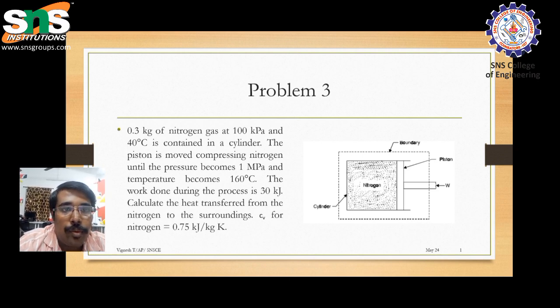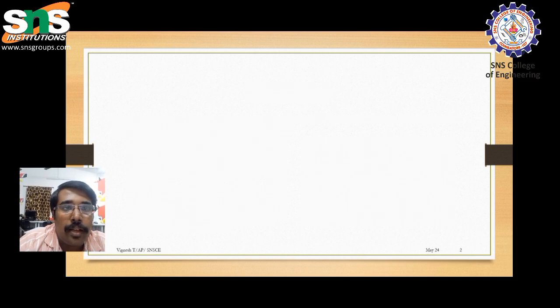So the pressure becomes 1 megapascal. Initially it was 100 kilopascal. Once we compress the nitrogen gas, the pressure increases, so it becomes around 1 megapascal and the temperature becomes 160 degrees centigrade. So we have been given the work done. Work done during the process is 30 kilojoule. Calculate the heat transfer from the nitrogen to the surroundings. This is what they have asked.